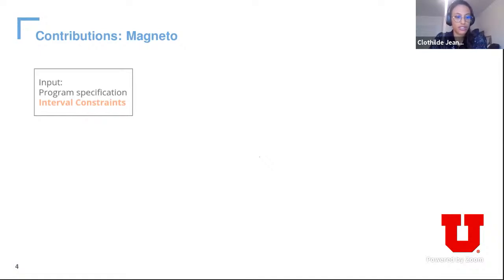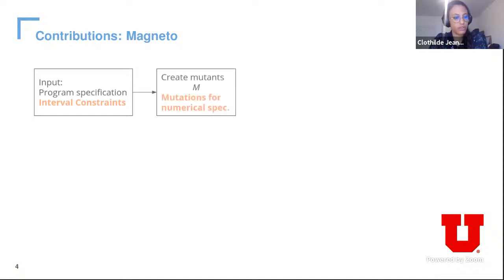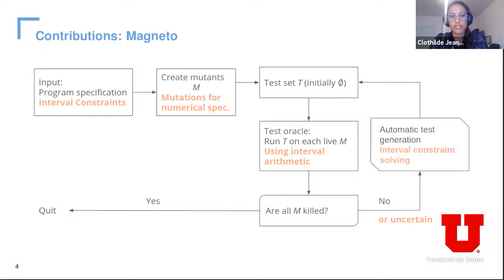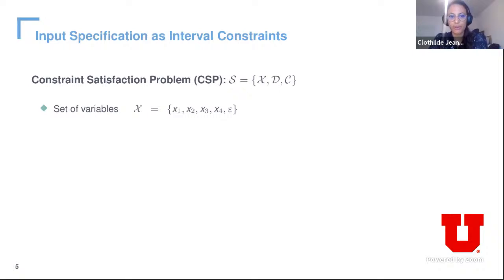Our tool Magneto extends classical mutation testing as follows. We first represent the input specification as interval constraints. We then use this representation to create mutants targeting classical implementation bugs and also round-off errors. We create a new test oracle using interval arithmetic to reliably assess if a mutant is killed or not. We also introduce the uncertain verdict when the test is not accurate enough to reliably kill a mutant. And finally, we use interval constraint solving to generate new tests to kill the surviving mutants. I will now present each step of this algorithm, starting with the representation of the input specification.